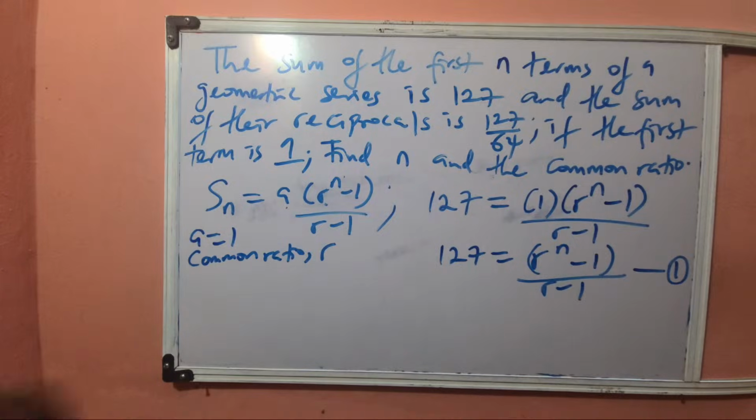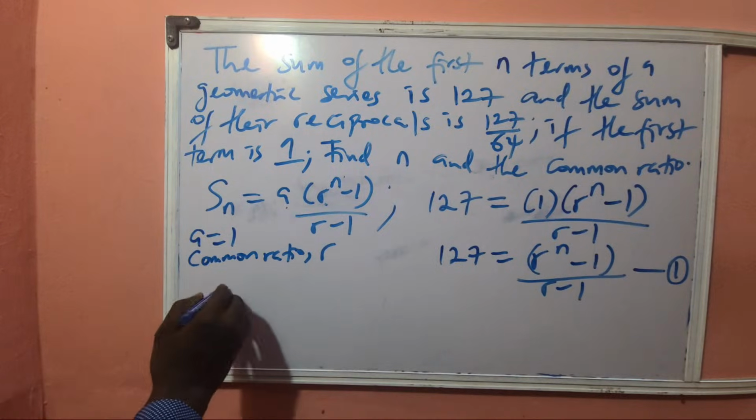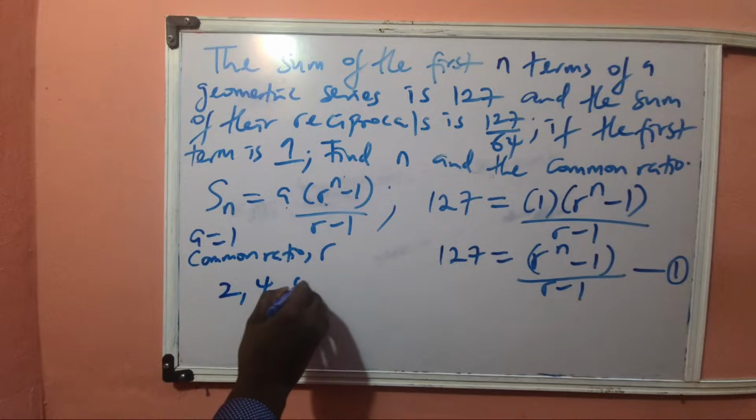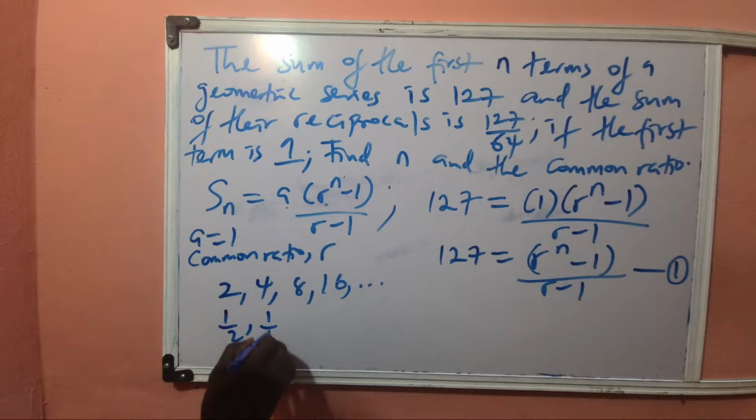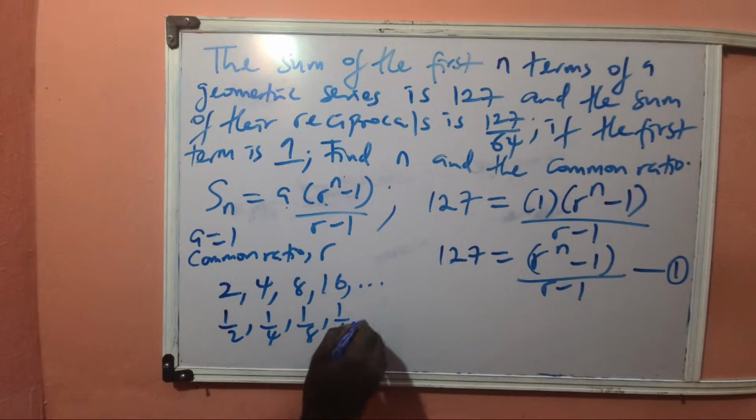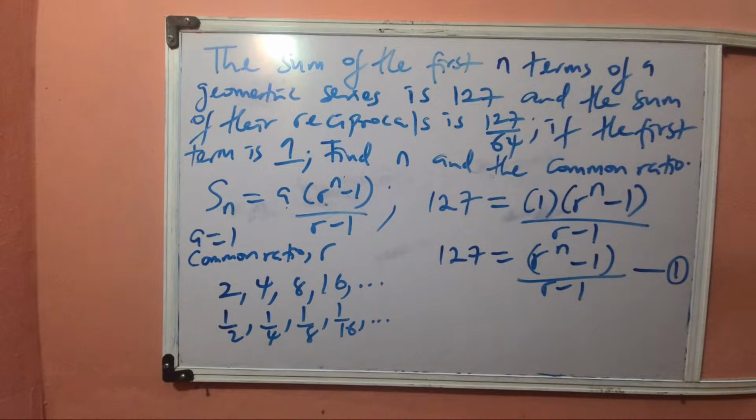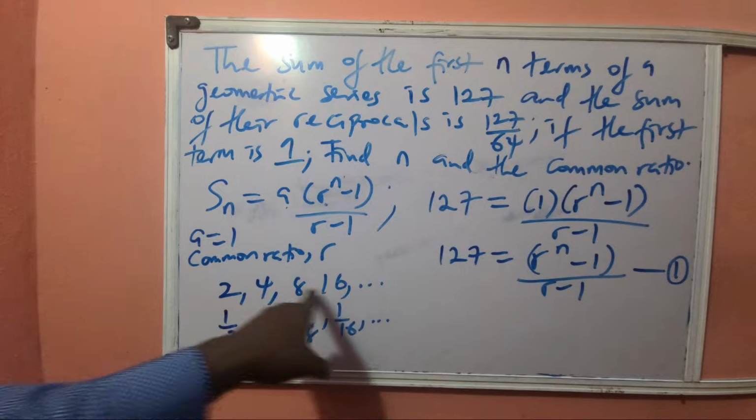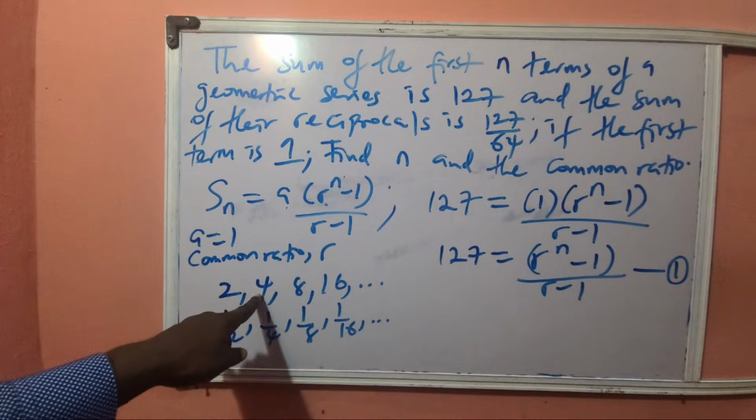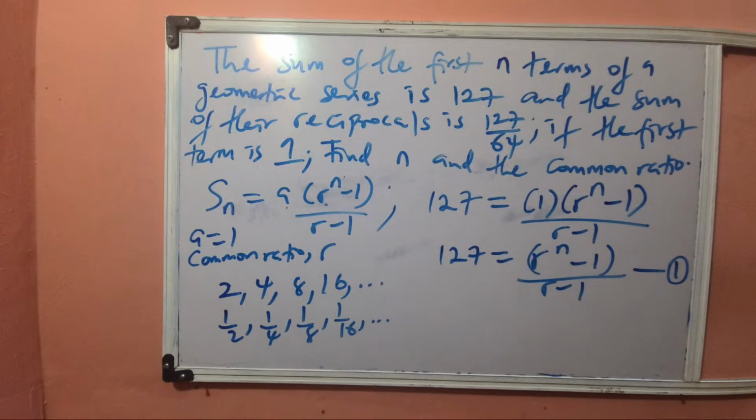We have a particular series. Let me assume, for instance, the series was 2, 4, 8, 16, and so on. If they said the sum of the reciprocal is 127 over 64, that means we're dealing with reciprocals. That will be 1 over 2, 1 over 4, 1 over 8, 1 over 16. Before we go on, I want to quickly tell you a quality that happens in this scenario. You can see that the common ratio was 2, because 2 times 2 is 4, 4 times 2 is 8, 8 times 2 is 16. I'm sure you realize that.